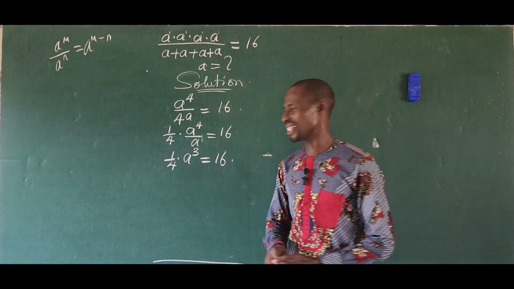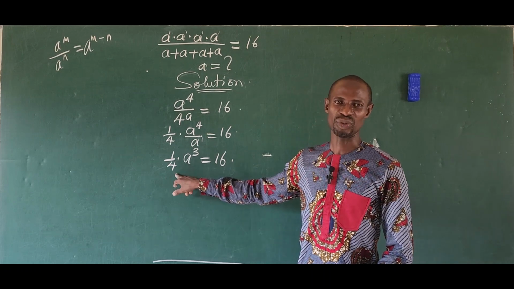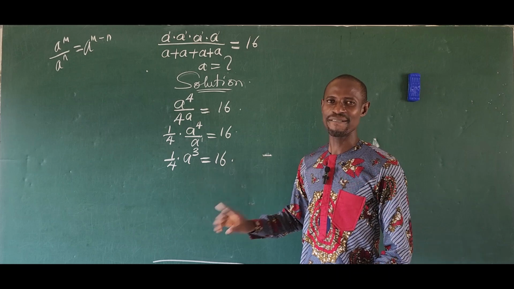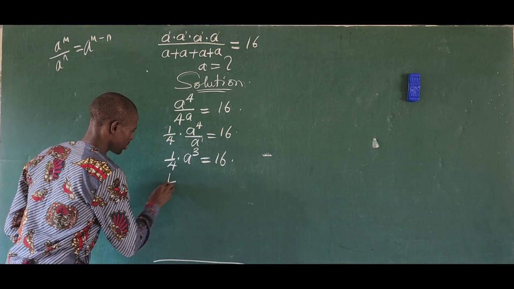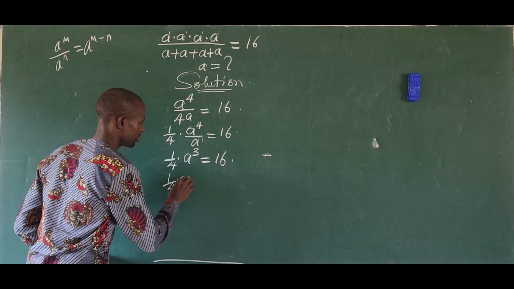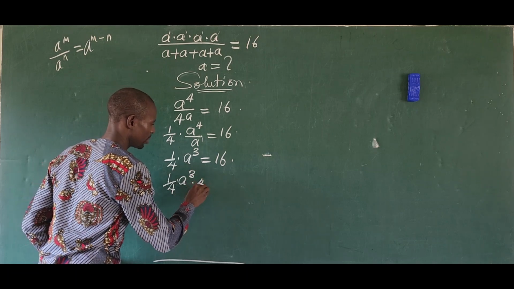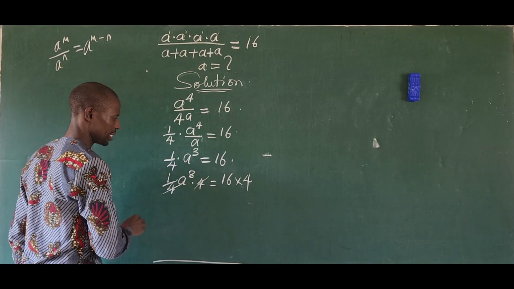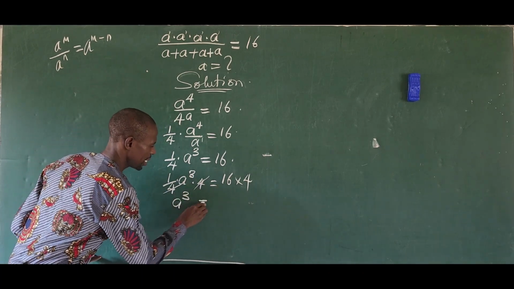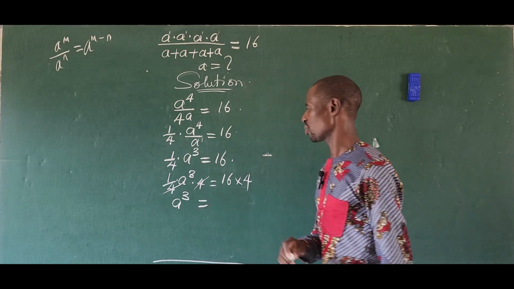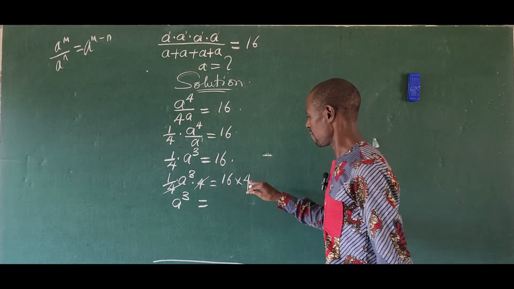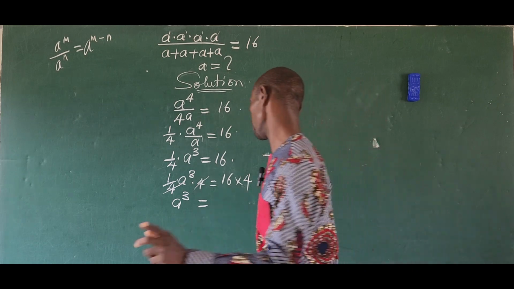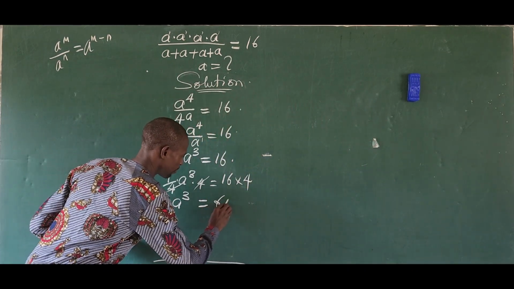So the next thing we do here is just to eliminate this 4 here. And how do we go about that? We multiply both the right-hand side and the left-hand side of the equation by 4. So this is going to give us 1 all over 4 times a to the power of 3 times 4 equal to 16 times 4. So this and this will leave. We're now left with a to the power of 3 is equal to 4 times 6 will give us 24, put that 4 there, 4 times 1 will give us 4, plus the 2 you carry gives us 6. So that's going to give us 64.